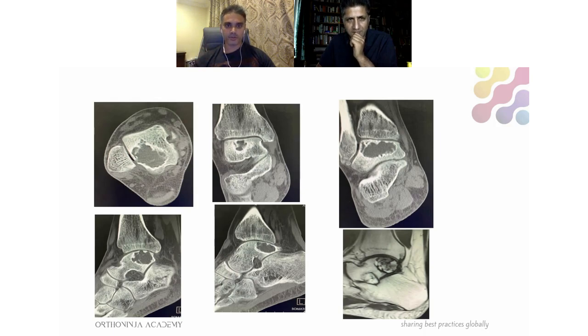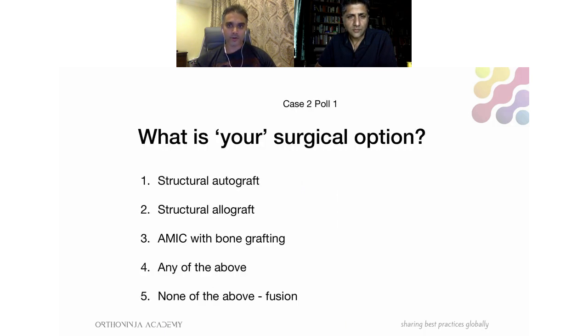Some said approach it through a medial malleolar osteotomy. Some said approach it posteriorly. Some said go transligamentous. Some said go through a fibular osteotomy. So then I decided, whatever I do, it's not going to be wrong, because there is no absolute consensus on this. Now let's just look at the surgical options, and a lot of the audience has gone with structural autograft and AMIC with bone grafting. I think both of those are completely reasonable. Fusion is always an option, which I offered the patient.